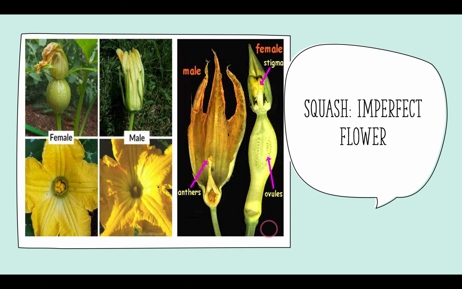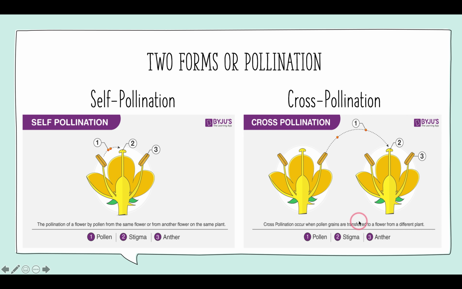An example of an imperfect flower is a squash. One flower can have the male portion and another can have the female portion. Now, since the occurrence of the reproductive parts of a flower differ for every species, some have only one, some have both, pollination can take two forms, either self-pollination or cross-pollination. In self-pollination, the pollen from the anther is deposited on the stigma of another flower on a different individual of the same species. But cross-pollination is the transfer of pollen from an anther of one flower to the stigma of another flower on a different individual of the same species.